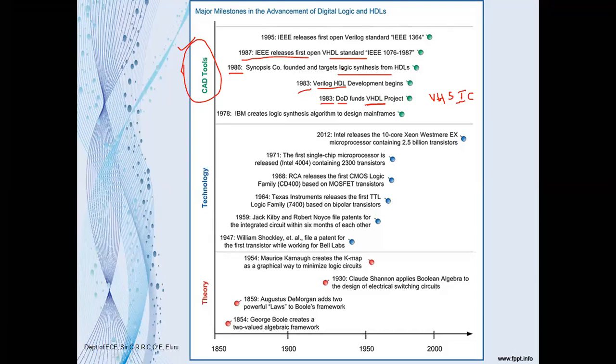And parallelly, we have the IEEE standards for Verilog also. The first standardized IEEE Verilog was released in the year 1995. In between, in 1993, we had the second version of the IEEE VHDL. Okay, so these are all the milestones as far as the hardware description language is concerned.